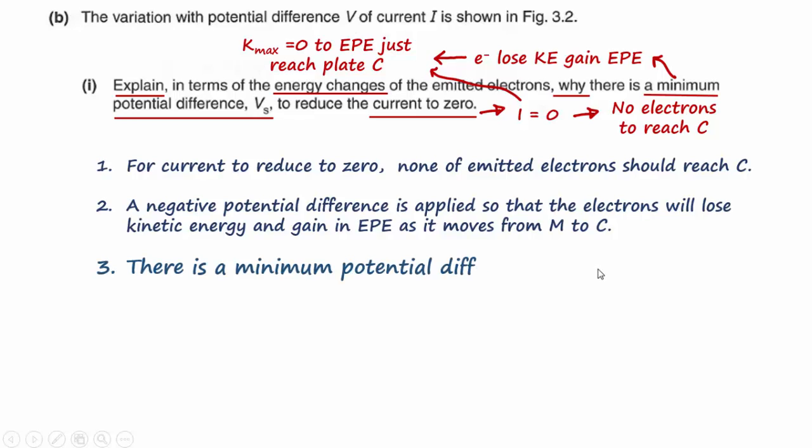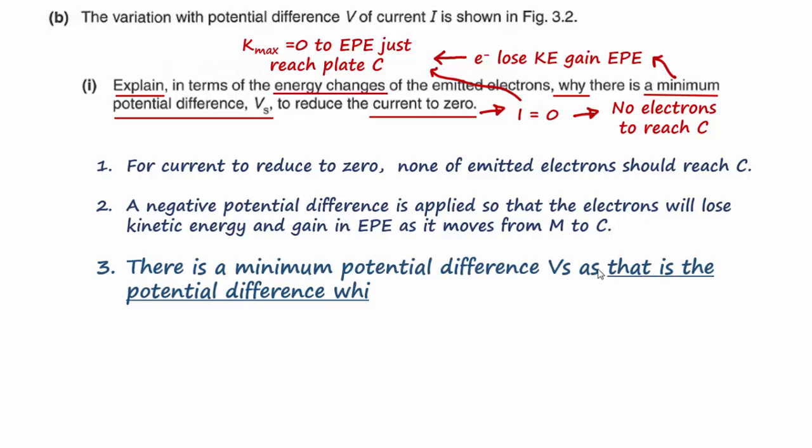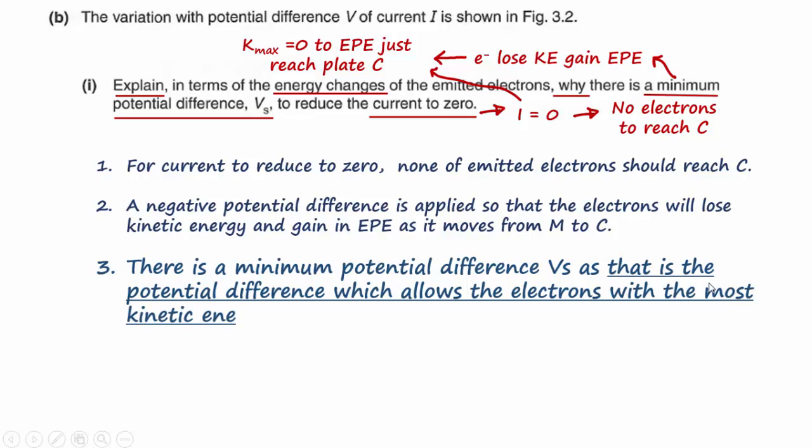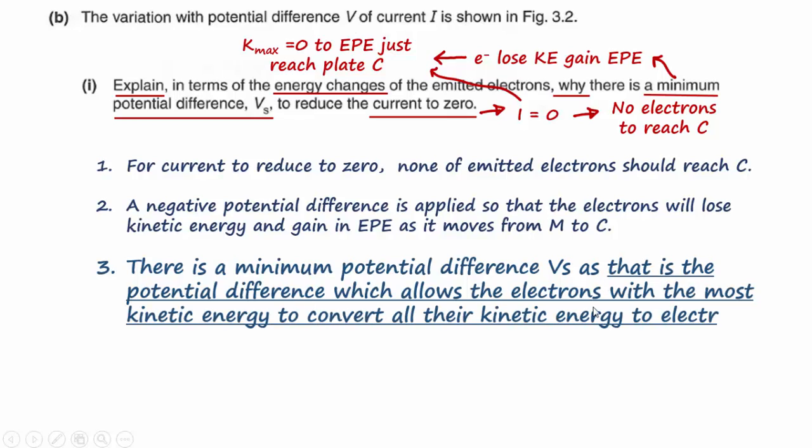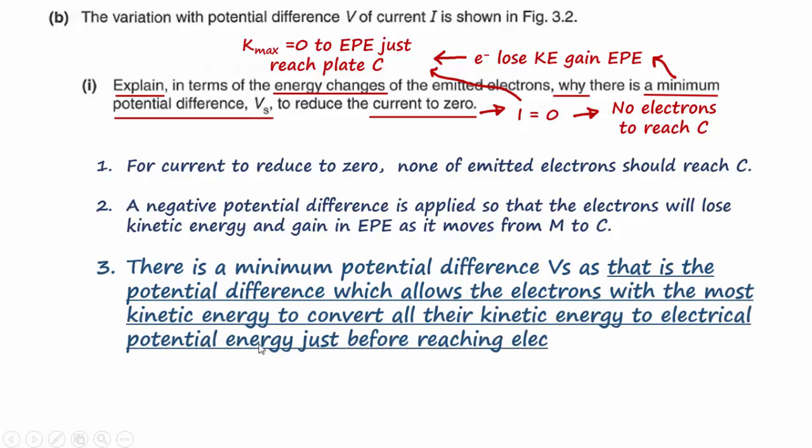Number 3, there is a minimum potential difference Vs, as that is the potential difference which allows the electrons with the most kinetic energy to convert all their kinetic energy to electrical potential energy just before reaching electrode C. This should actually be the full answer.